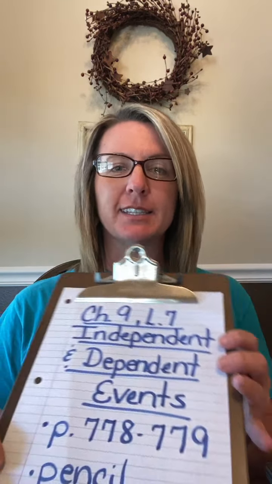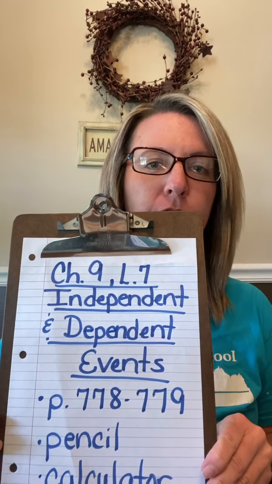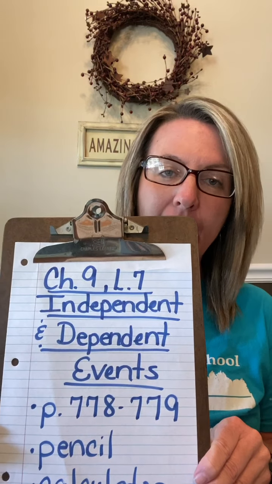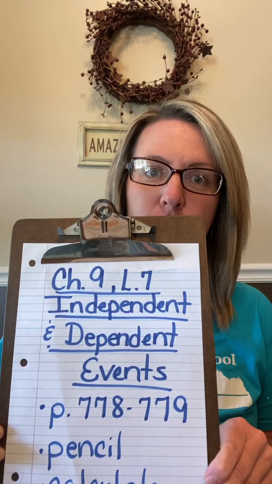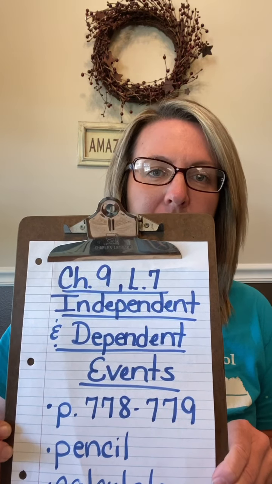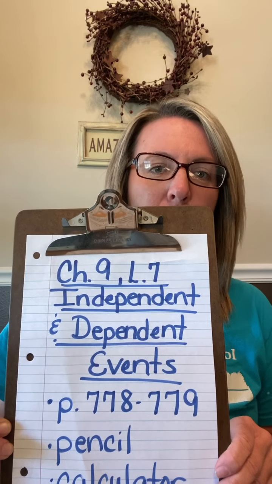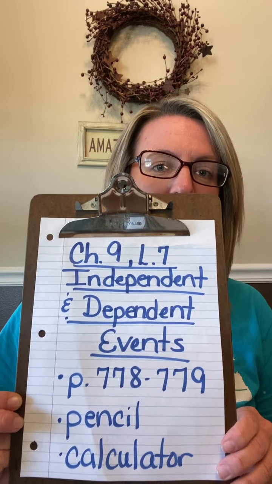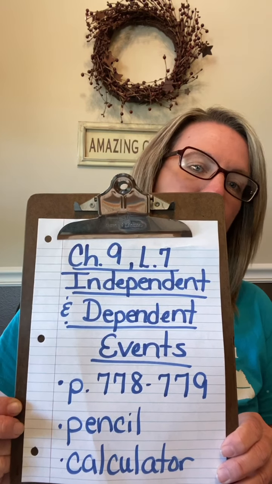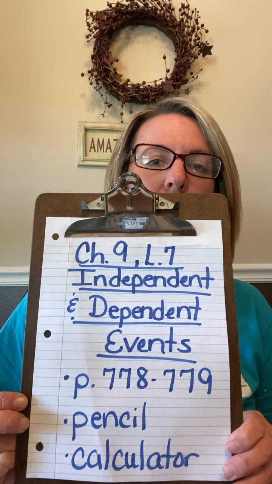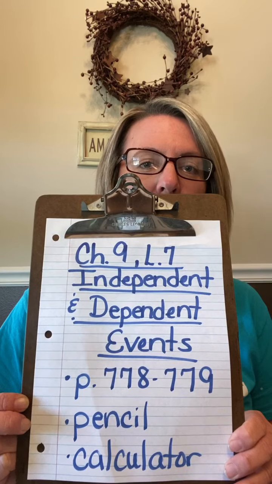Hey, 7th grade. I'm here to teach your next lesson. We're going to be doing Chapter 9, Lesson 7. This is the last lesson in Chapter 9. I, at first, was going to skip it, but I really think it's one that we should do. It's called Independent and Dependent Events. You're going to need pages 778 and 779 from your math book, a pencil, and a calculator.